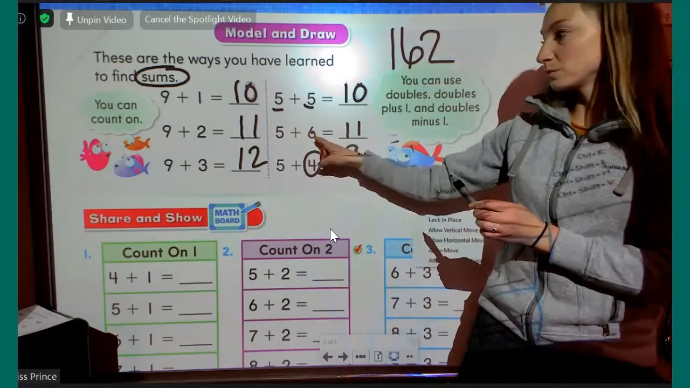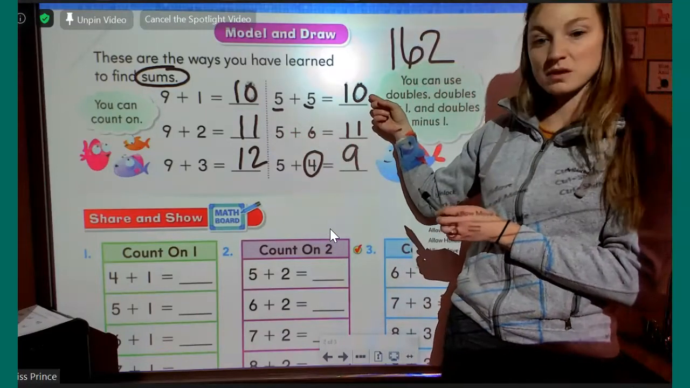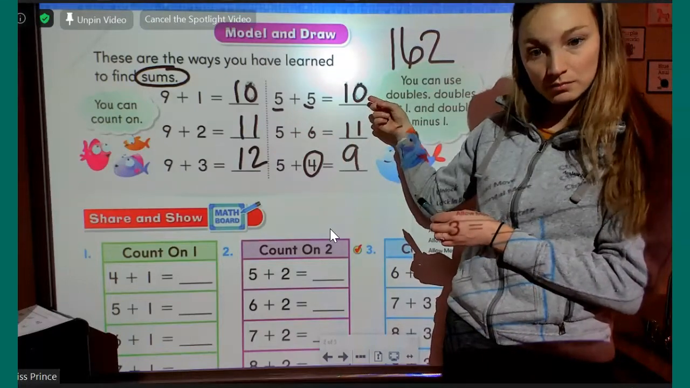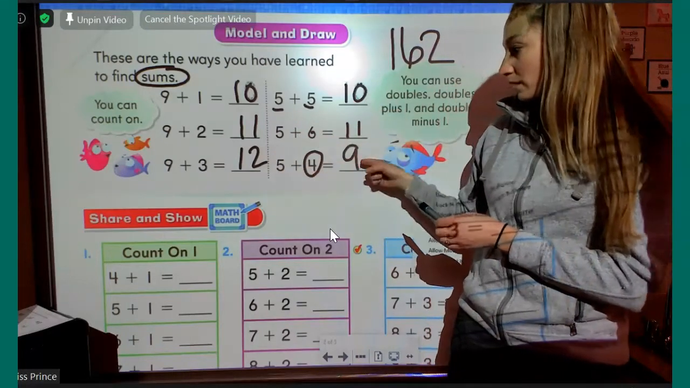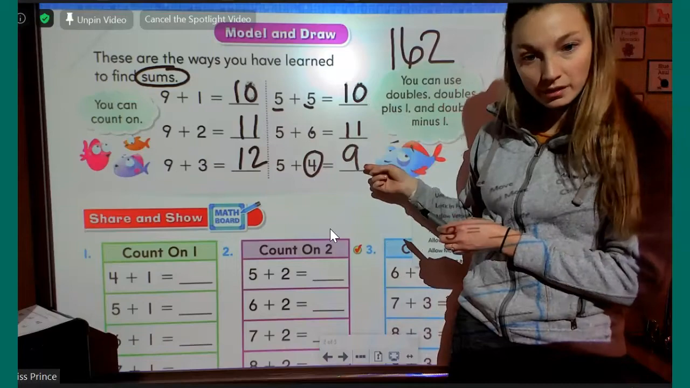So doubles plus 1, it's just going to be 1 bigger than our double. Doubles minus 1, it's just going to be 1 smaller than our double.